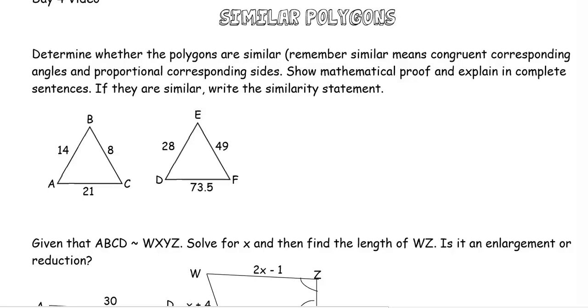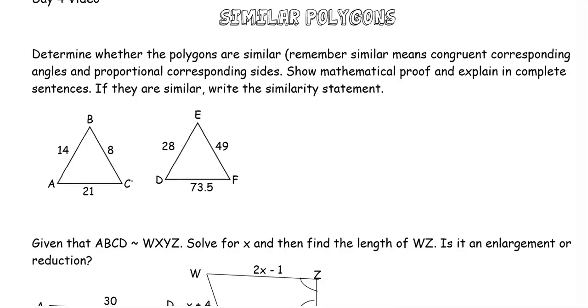Hi, today we are going to be looking closer at similar polygons. So first, determine whether the polygons are similar. And a reminder, this means that corresponding angles are going to be congruent and the corresponding sides are going to be proportional. When I look at my first diagram, I have nothing given to me about angles.